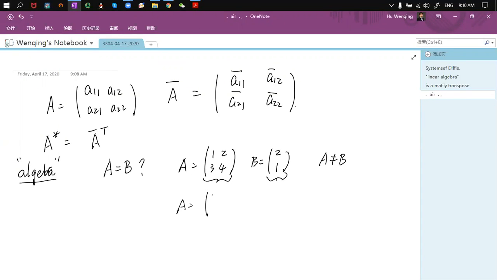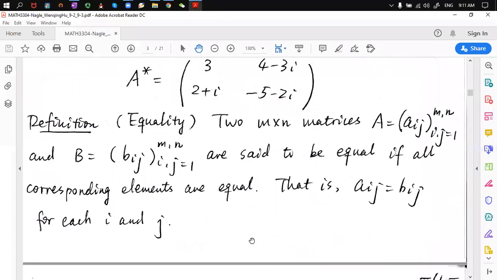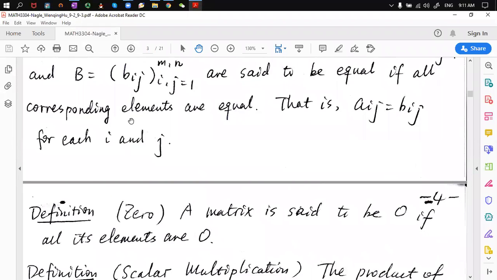Now, if A is 1, 2, 3, 4, and B is equal to 2, 1, 4, 3, are they going to be the same? Well, they have the same size, but their numbers are not equal to each other. So again, A is not equal to B. So what does it mean for A to equal B? Well, A is 1, 2, 3, 4, and B has the same size with 1, 2, 3, 4, together with their corresponding numbers. So in that case, we say A is equal to B. Is that good for everybody? Okay, so this is how we say equality of 2 matrices. It means that every element in the matrix has to be equal, right?